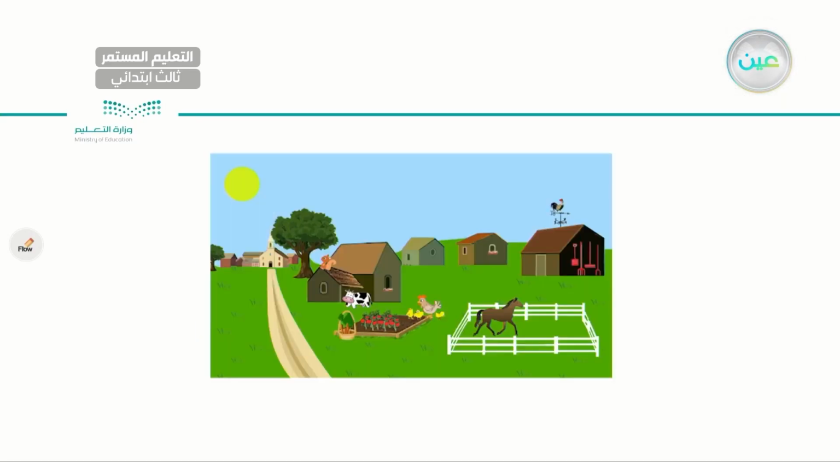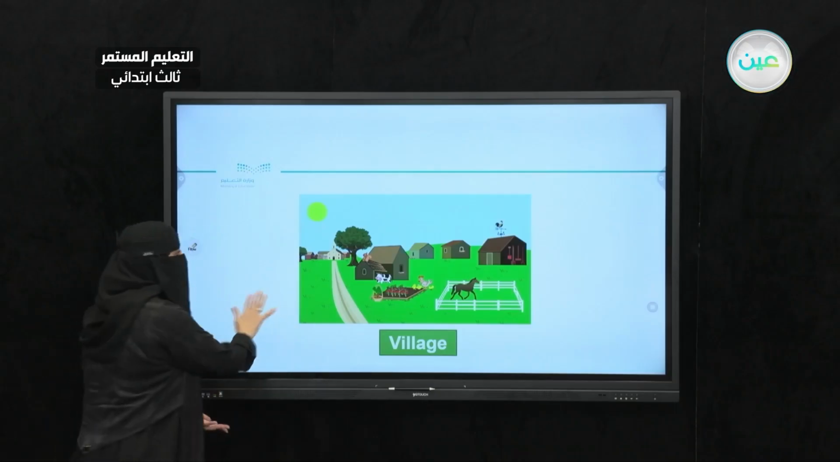But other people don't live in cities. They live in this place. As you can see, I can see some chickens, some horses, cows, small buildings. Why? Because this is a village. This is a different place where other people live.